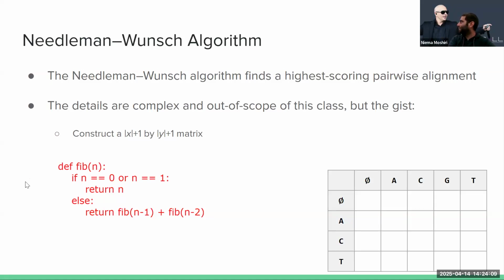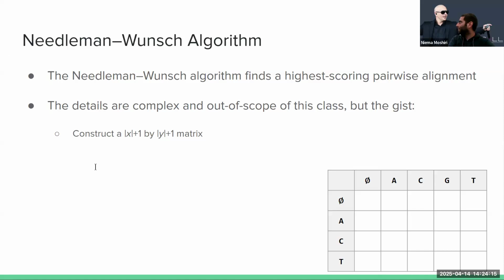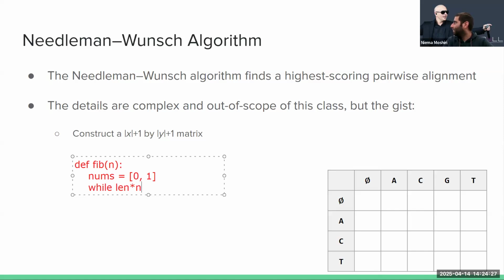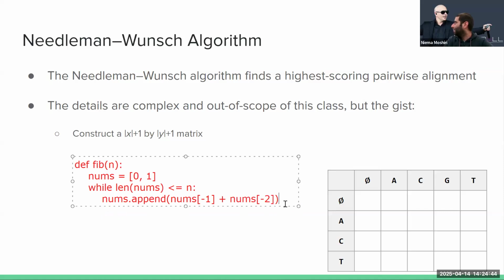So the idea is, let's define the solution recursively, but when we implement it, let's do something like: def fib(n), let's say nums equals 0, 1, while the length of nums is less than or equal to n, nums.append(nums[-1] plus nums[-2]). Let me make this wider. Return nums[n]. So when you implement it, you're probably going to do something like this.